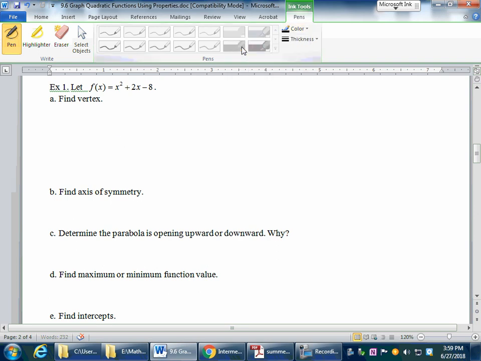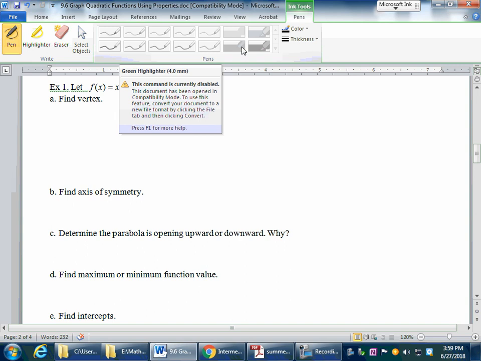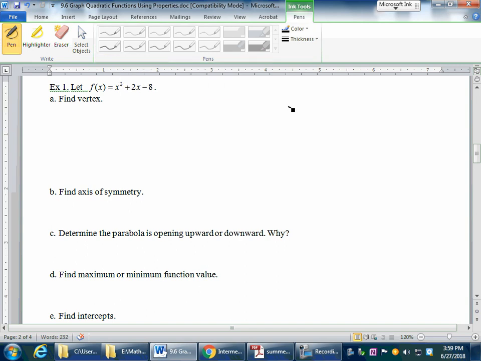Given to you the quadratic function x squared plus 2x minus 8. First, we want to find the vertex. So I have to find the x-coordinate of the vertex. That is basically using the formula negative b over 2a. In this case, my b is positive 2, 2 times my a, which is 1. So therefore, the x-coordinate of my vertex will be negative 1.